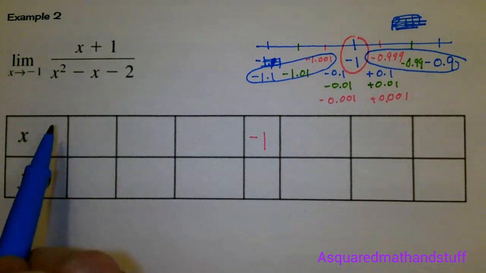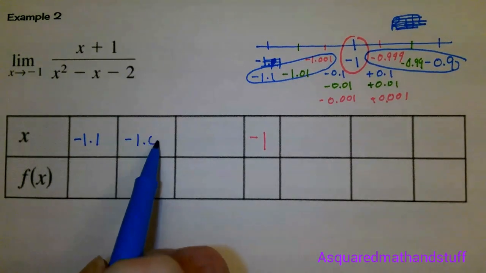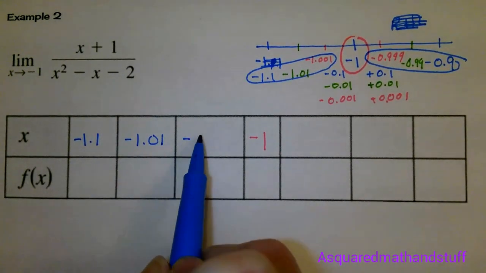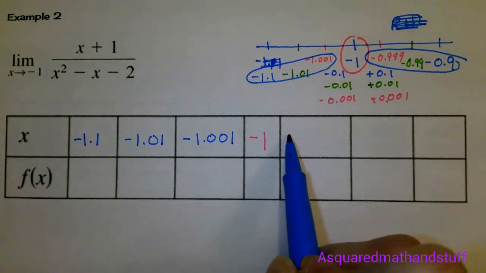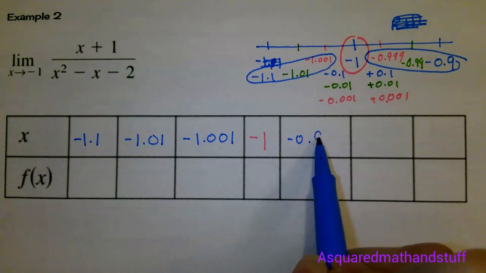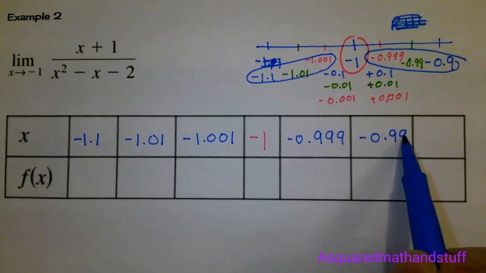So filling in -1.1, -1.01, -1.001, and then on the right-hand side, we have -0.999, -0.99, and a -0.9.